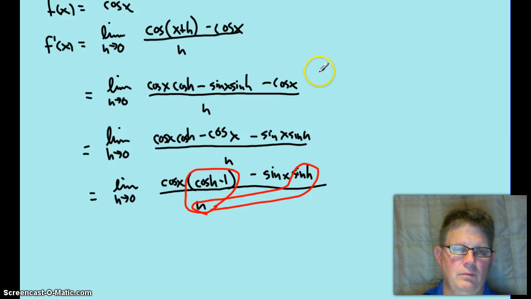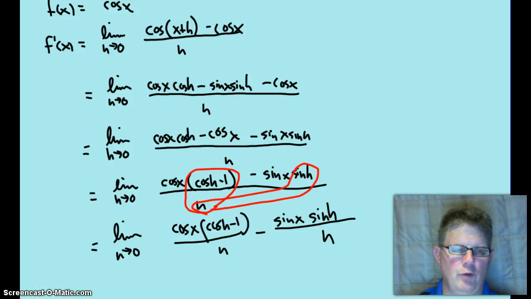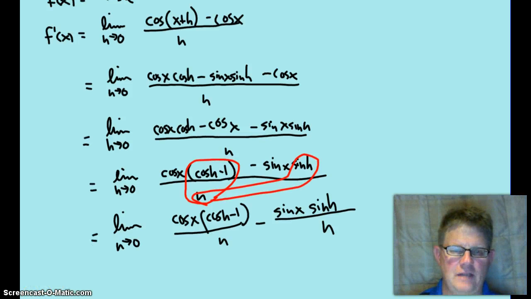By writing two separate fractions and then simplifying and finding our derivative. Yes, that's a couple of steps again. Alright, so go ahead and pause and work. Alright, I've got them written into two separate fractions now.